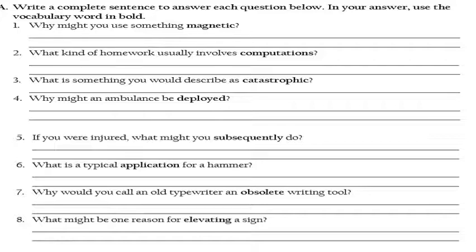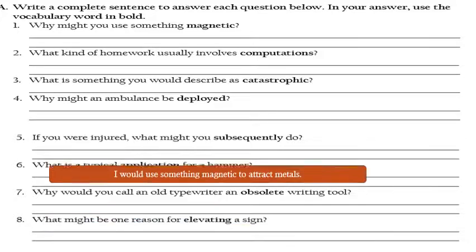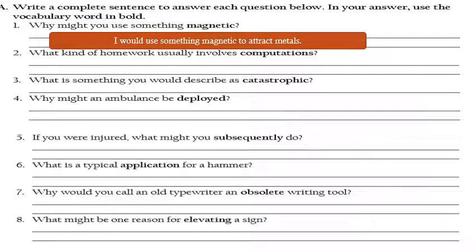Number one, why might you use something magnetic? From the word magnetic, as you know, magnetic means it's the thing that attracts metal. So simply, when you use something magnetic, what's the reason? I would use something magnetic to attract metals.